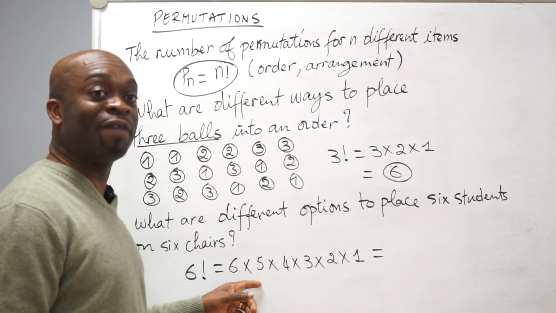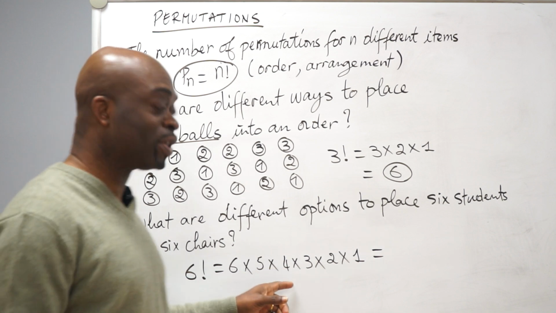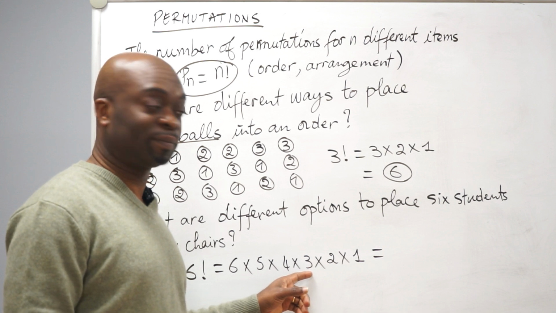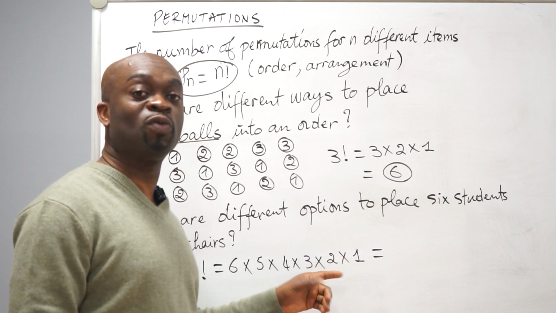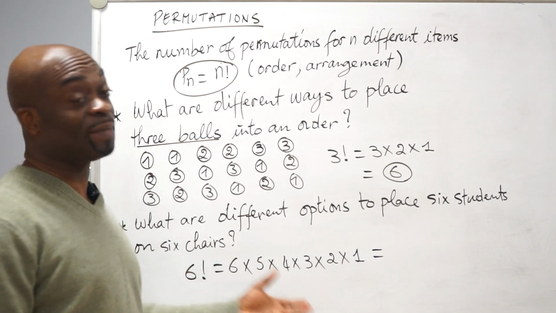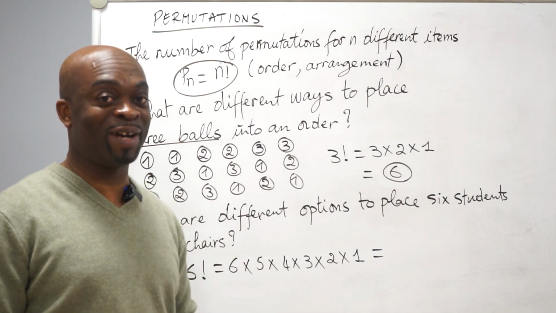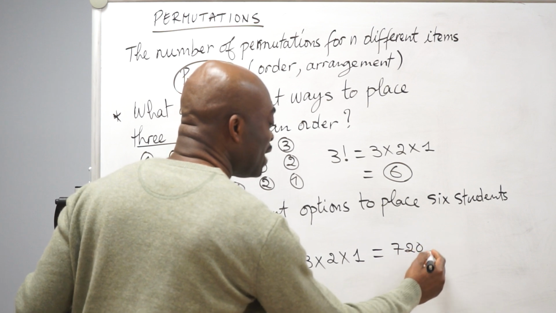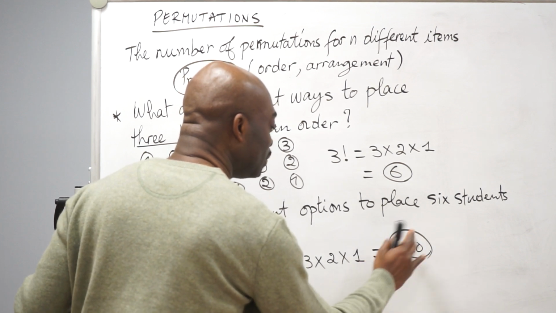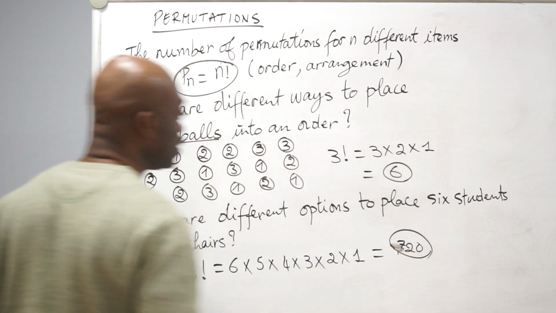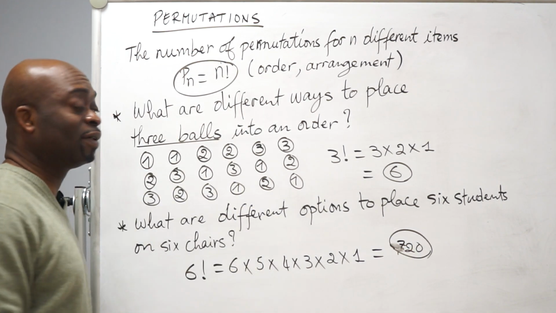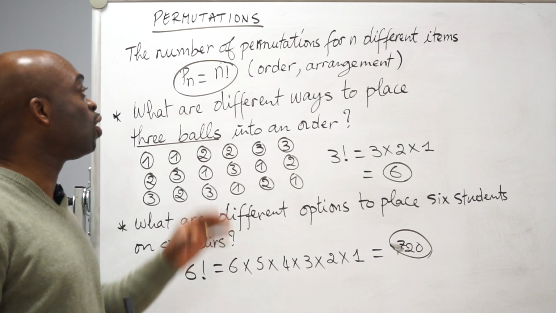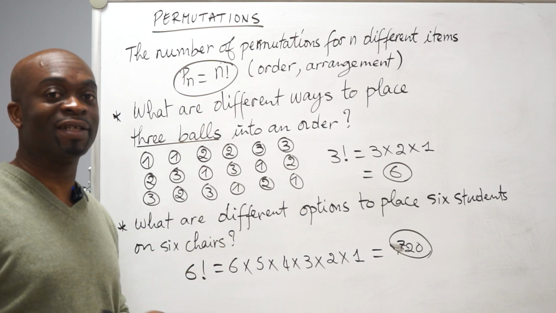So 6 times 5 is 30. Times 4 is 120. Times 3 is going to give us 360. And 360 times 2 is going to give us what? 720. So this is something that you guys can do without your calculator, of course, right? All right, so it's 720. So this is going to be 720 options. All right, so this is it. It's not difficult. It's a matter of reading, understanding what's happening, and what kind of formulas to apply. That's it. All right, guys?